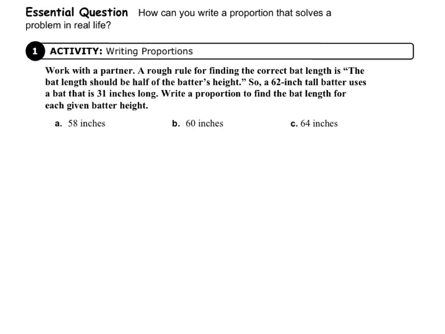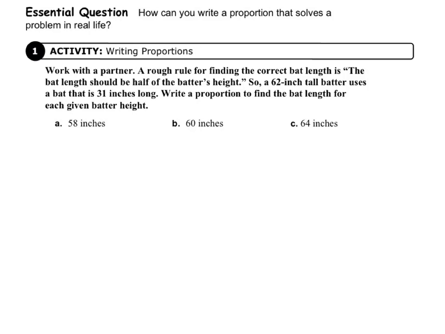Activity 1 is writing proportions. A rough rule for finding the correct bat length is the bat length should be half of the batter's height. So a 62-inch tall batter uses a bat that is 31 inches long. Our job is to write a proportion to find the bat length for each given batter height.